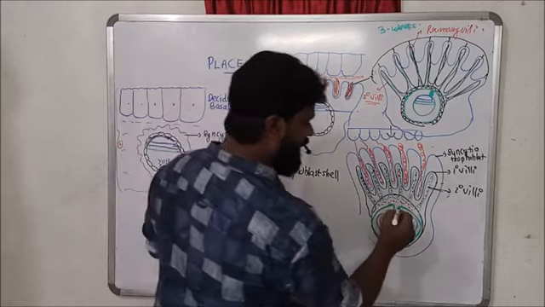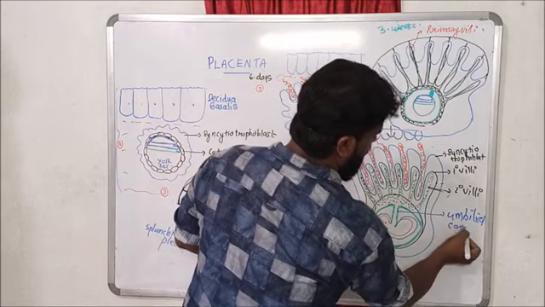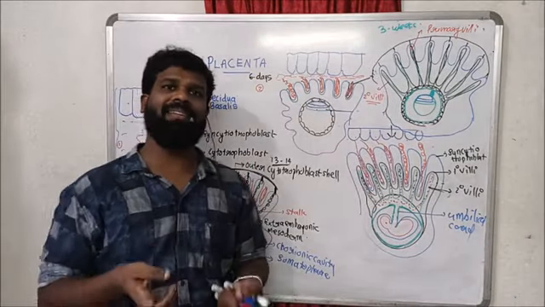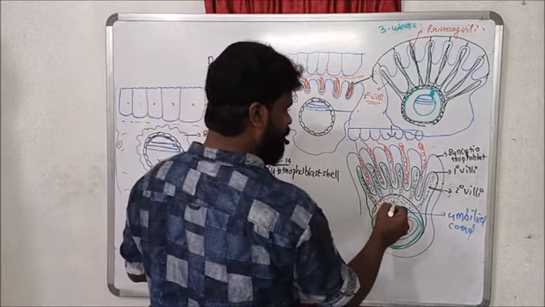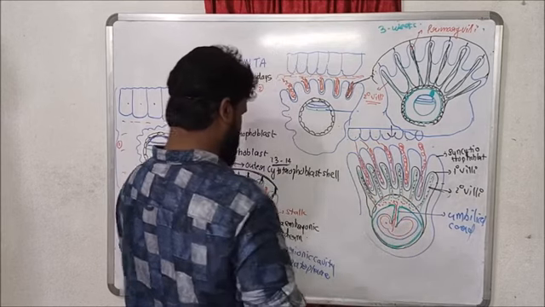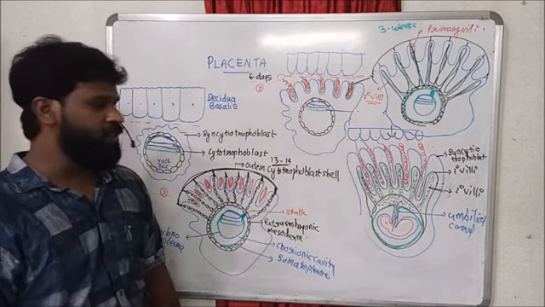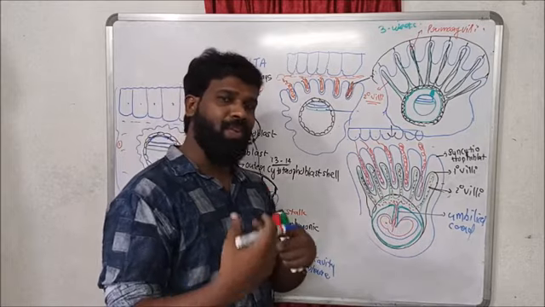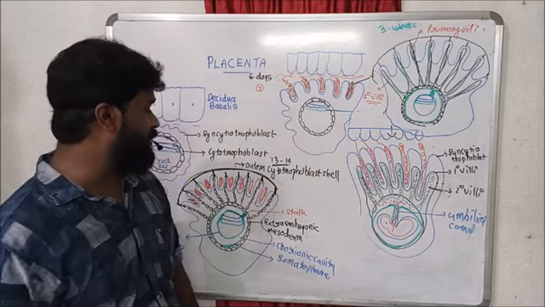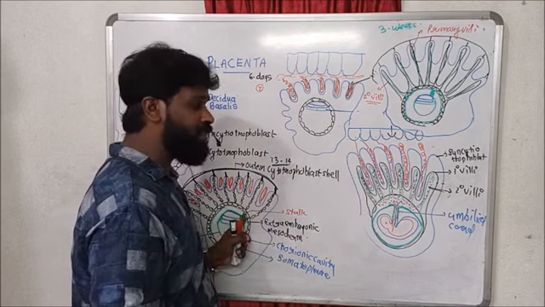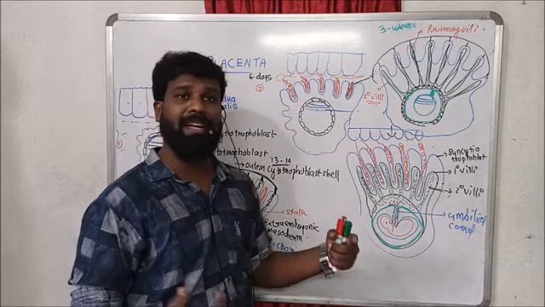This stalk is modified as the umbilical cord. This umbilical cord contains arteries and veins formed from this extra embryonic mesoderm. So this stalk contains two arteries and one vein. All these blood vessels are formed from the extra embryonic mesoderm, which modified as the umbilical cord. It contains blood vessels, and those blood vessels and blood are formed from the extra embryonic mesoderm.